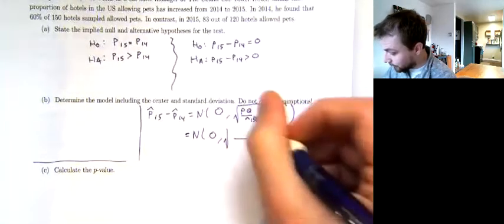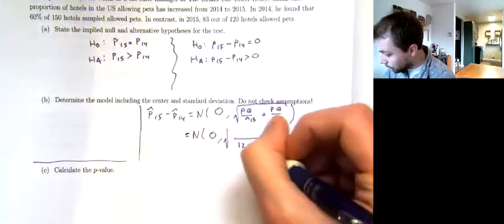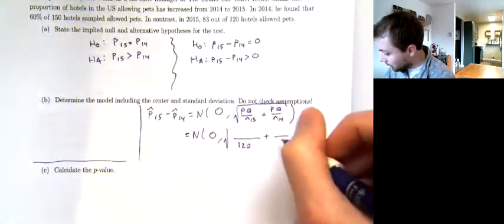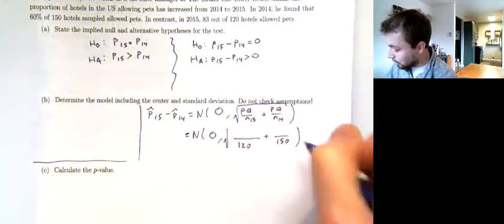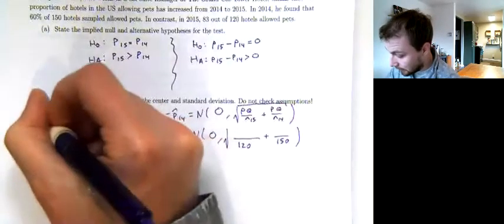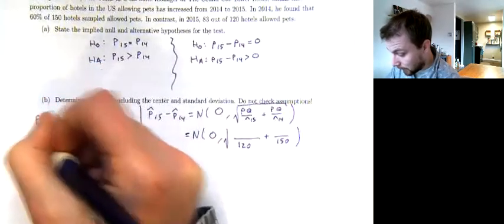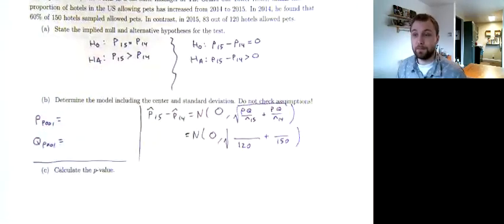I also have the number of samples for each group. In 2015, there were 120 hotels. In 2014, there were 150 hotels. I need my success rate and failure rate if I'm treating these things as one large group.